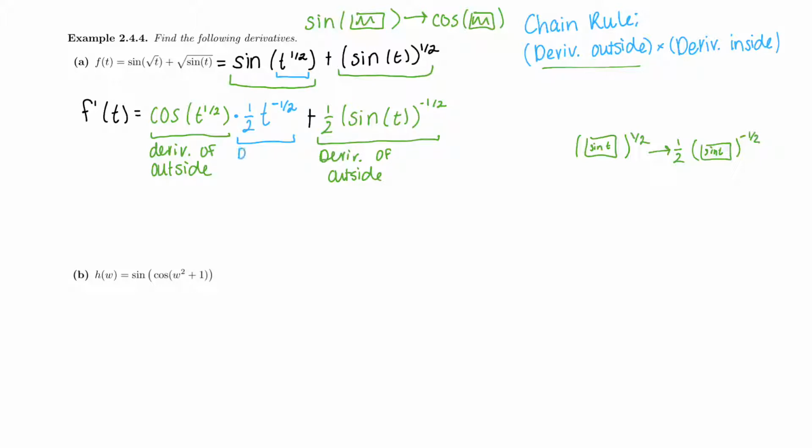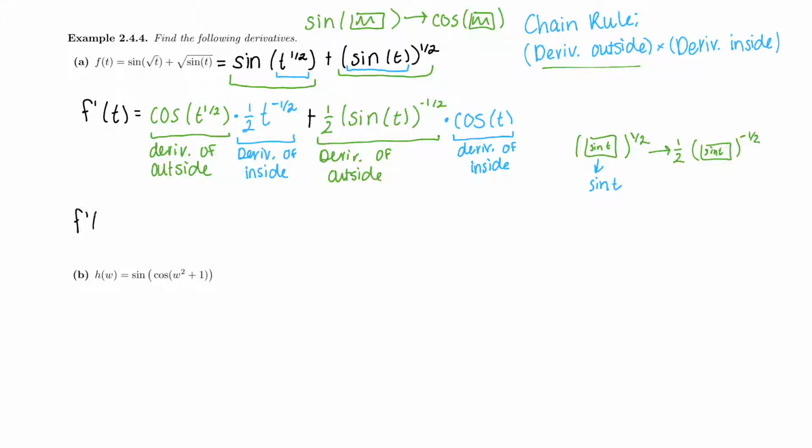And I probably should have written right here that this is the derivative of the inside. And then the inside part is sine t. So the inside is sine t, and the derivative of sine t is cosine t. And that would be your final answer there.